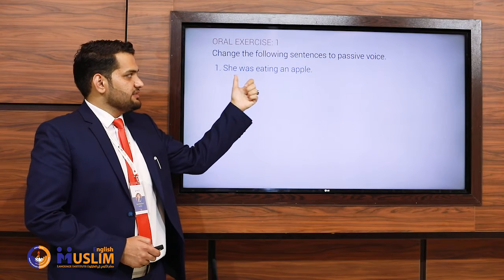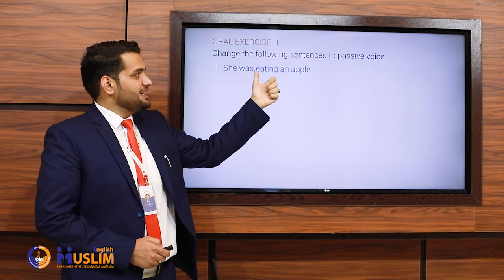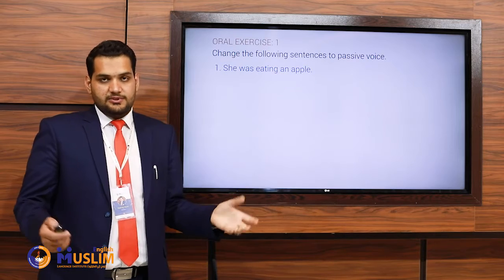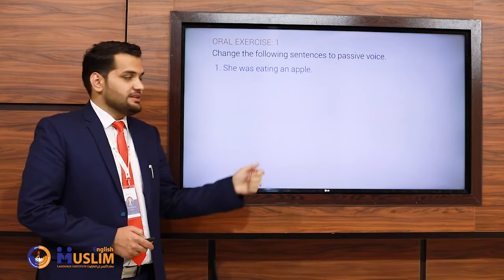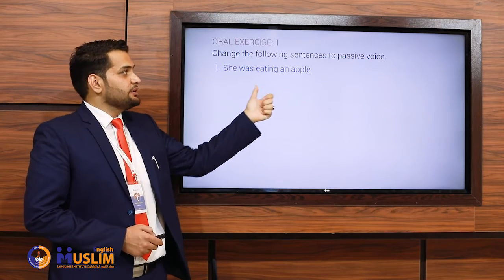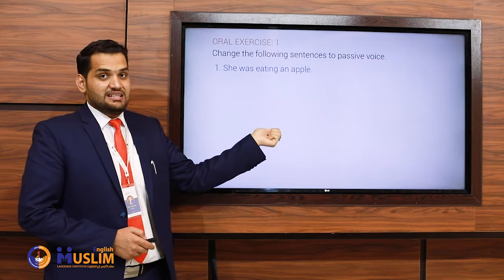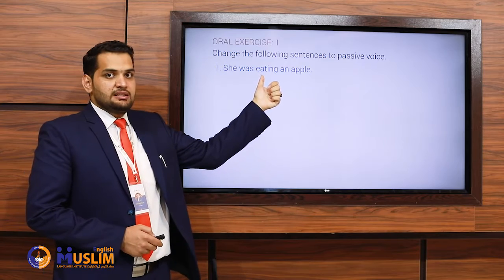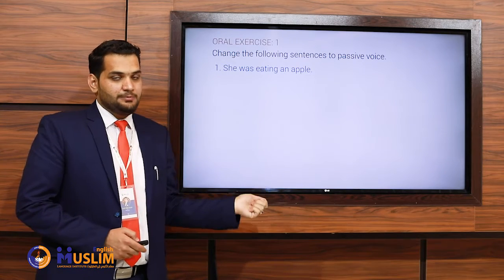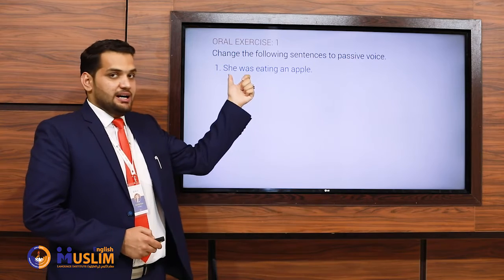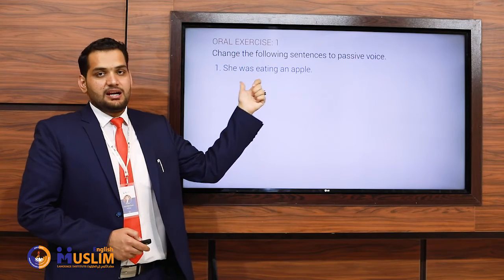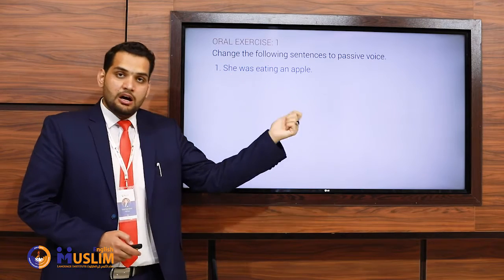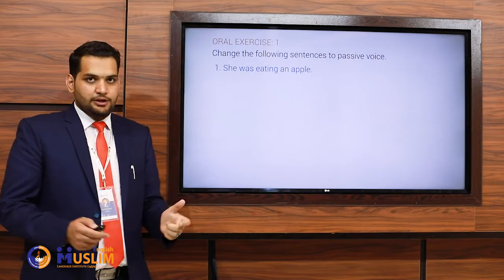Here, she is the subject, was is the helping verb, eating is the verb ing, and an apple is the object. If you want to change it to passive voice, say an apple was and add being. An apple was being, change eating to eaten. An apple was being eaten by her. Do not say by she. You have to change a subject pronoun to object pronoun. Good luck with the rest of them.